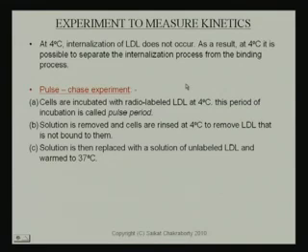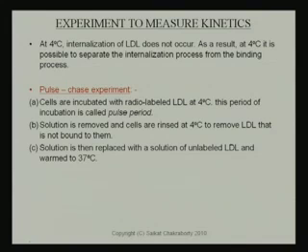Then we take the system and warm it to 37 degrees centigrade. What happens when we warm the system to 37 degrees centigrade? You allow for the internalization process to start. Okay. So, the system is now replaced with unlabeled LDL. Unlabeled LDL means you can still have the LDL, but it is not going to make any difference, because our measurements are not going to change. Our measurements are going to be based on 4 degrees centigrade.